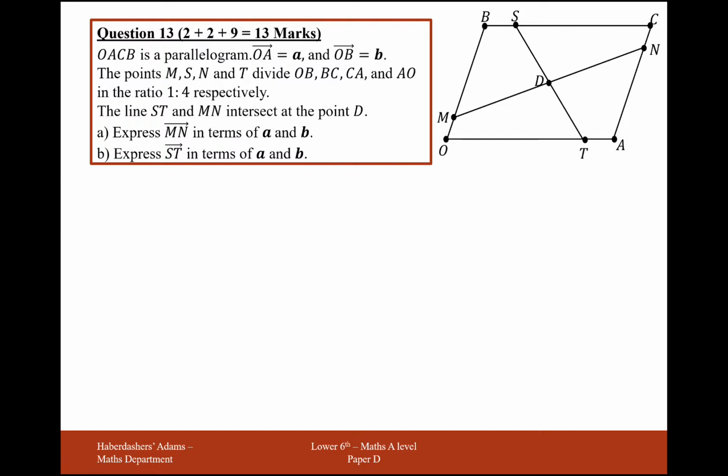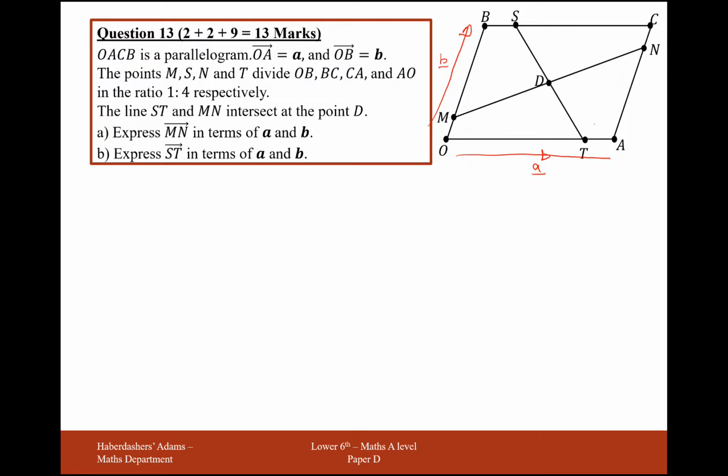OACB is a parallelogram. O to A is the vector a, and O to B is the vector b. M, S, N and T divide OB, BC, CA and OA in the ratio 1 to 4.